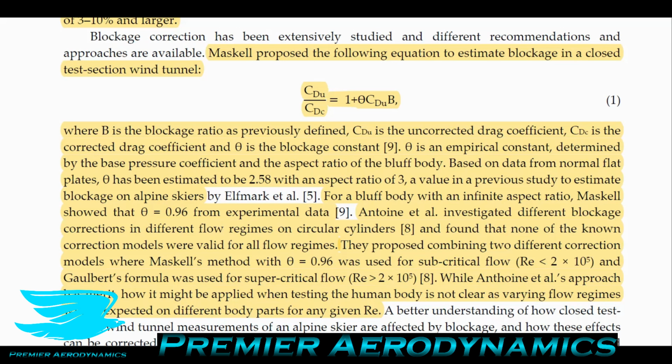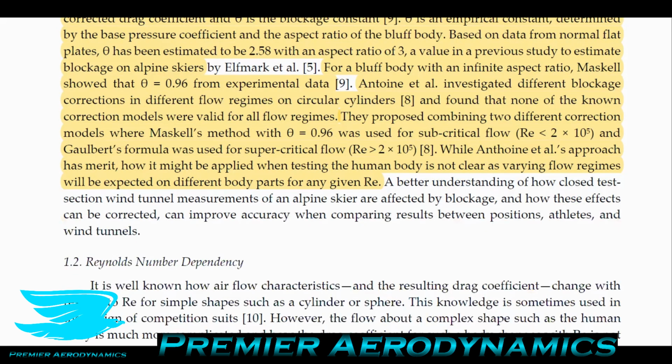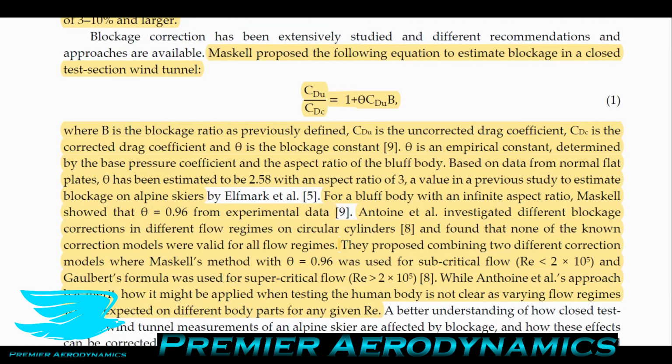So there's a massive range, 0.96 to 2.58, and there are other values there as well. And then some other authors looked at the correction factors for circular cylinders in different flow regimes, so laminar, turbulent, and transitional. And they found that none of these correction factors were valid for every flow regime, and that's because the flow physics changes.